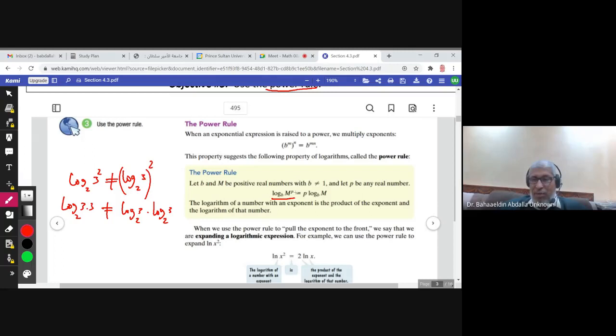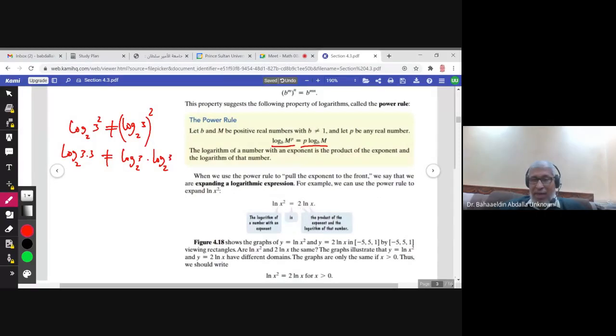How? You can bring p outside. Bring p down in front of the log. So you can write log m to the power p as p times log m. For example, ln x to the power 2, you can bring the 2 out, 2 ln x. You have to pay attention to this example, okay?